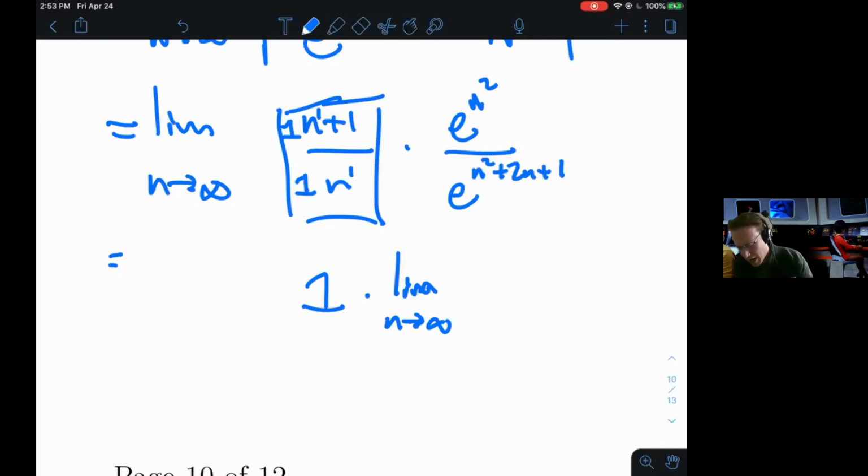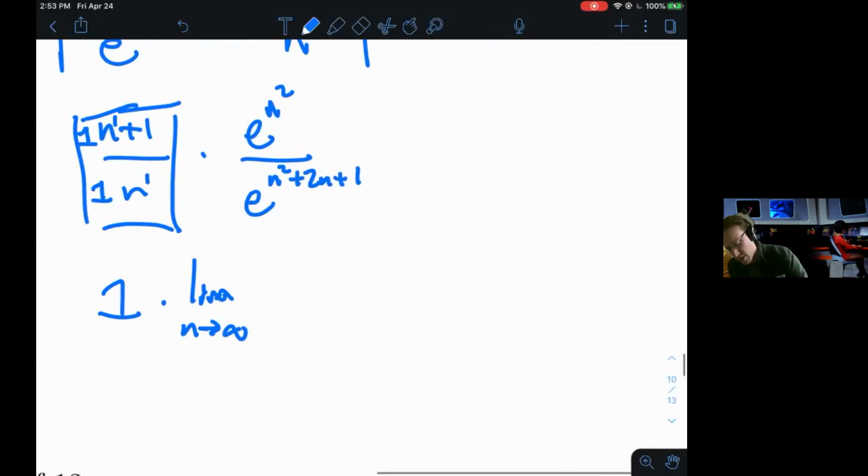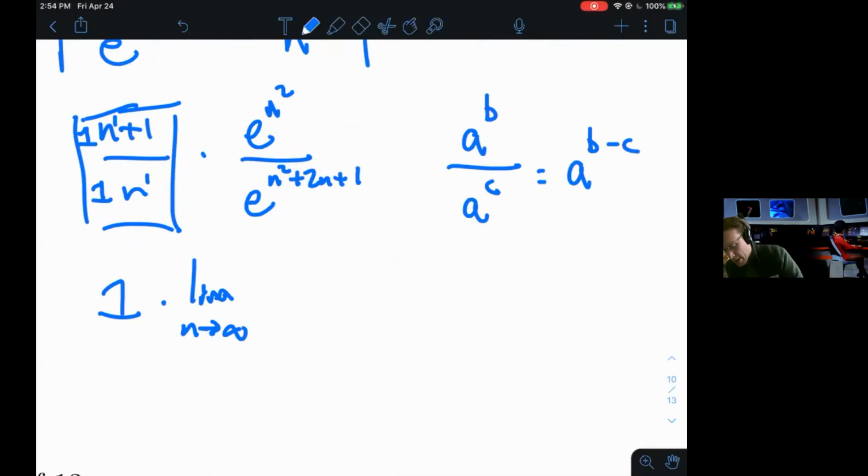But there is this nice property for exponentials. I'll write it in the general form here: if you have a to the b, and you divide it by a to the c, this is equal to a to the b minus c. If you have like bases, the exponents subtract when you divide. And so I'd like to do that here.